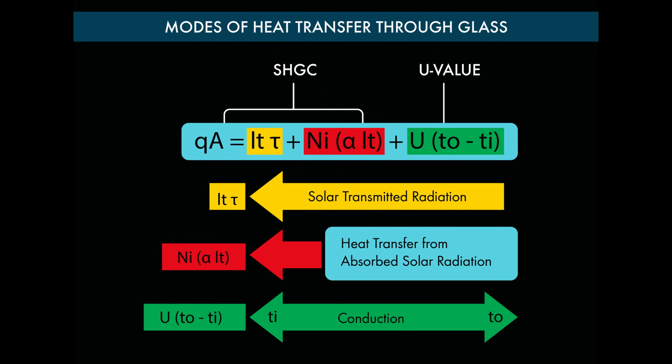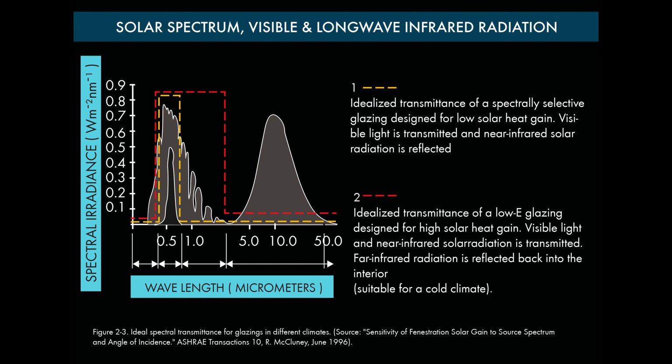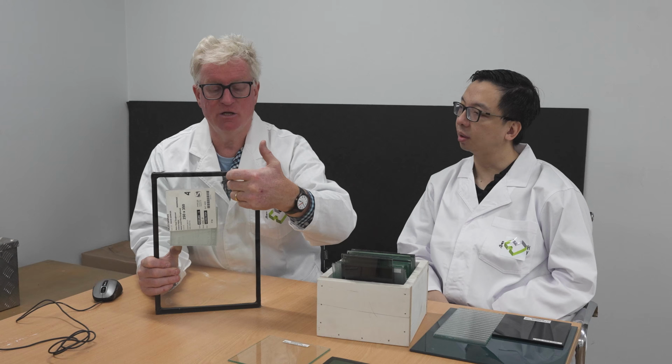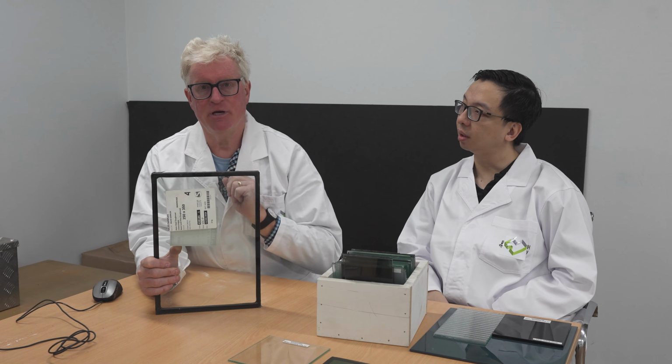I'd like to now focus in on the modes of heat transfer through glass. What is very important to realize is that there are three basic modes of heat transfer when a glass is exposed to solar radiation. We have, of course, the simplest and easiest principle, which is the solar ray being transmitted through the glass. The properties of the glass allow a certain percentage of the incident solar to be transmitted through the glass. So that's pretty clear and understood.